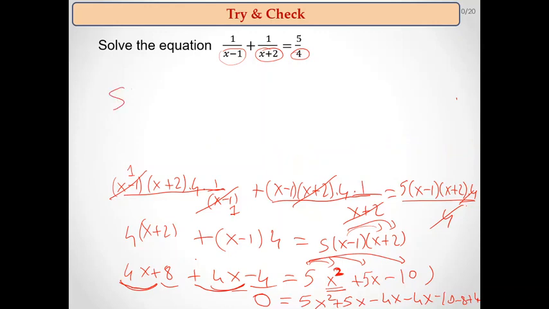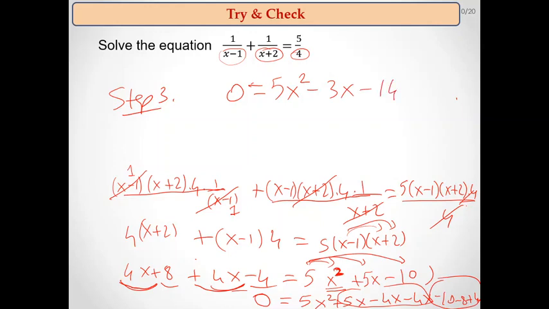Now we have step 3. We got 0 equal to 5x squared, and this makes 3x, and this makes negative 14. Then we will solve this one now.